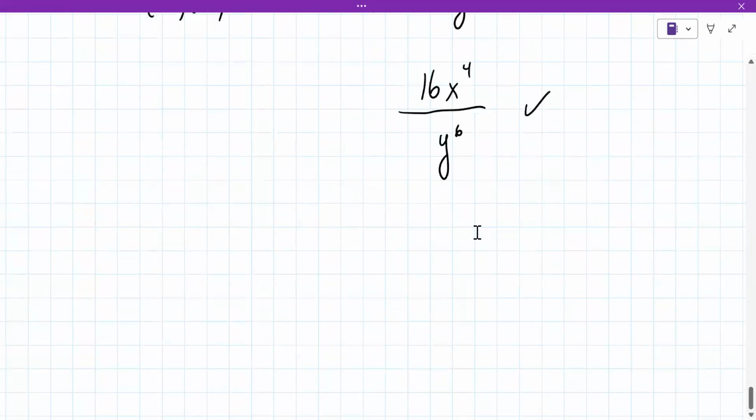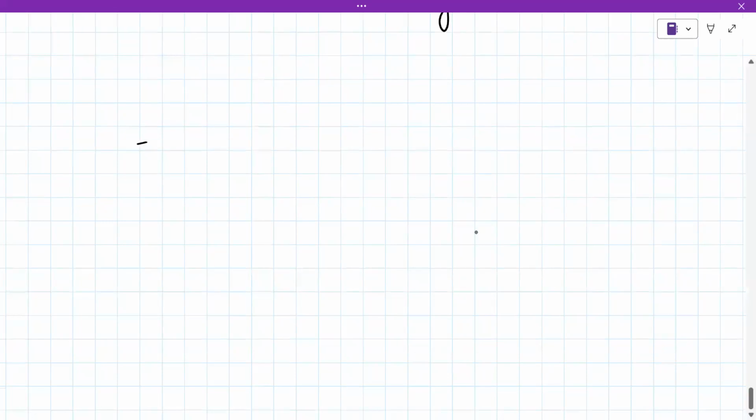Okay. All right, so let's try this here. Let's try -3 x to the -4 y squared to the power of 2. So go ahead and give this one a try, please. Okay.